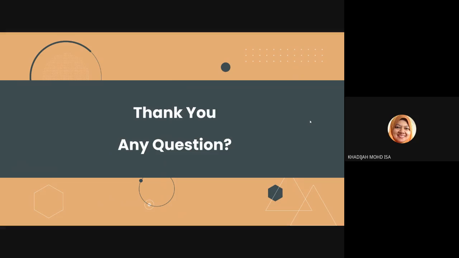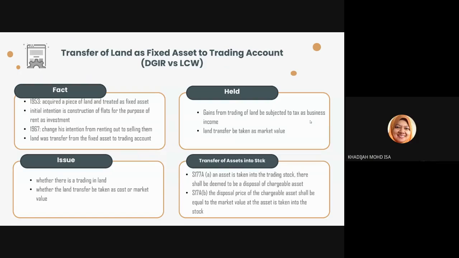Hold on. Can you go back one slide? Transfer of asset into stock. When an asset is taken into trading stock, there shall be deemed to be a disposal of a chargeable asset. Does that attract RPGT? Yes, Doctor. Okay, and then 17A(b), the disposal price of the chargeable asset shall be equal to market value when the asset is taken into the stock.